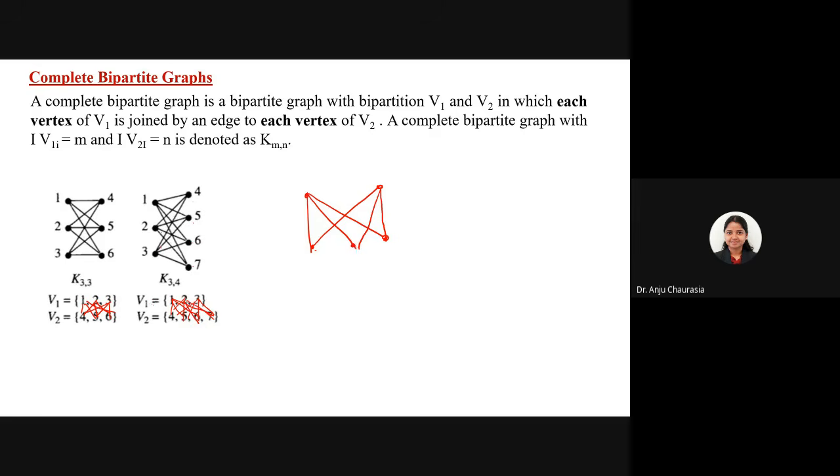Yeah, my graph is now complete. Everyone check, is this a complete bipartite graph or not? I think the way I am making this graph, you can understand. This is a complete bipartite graph.